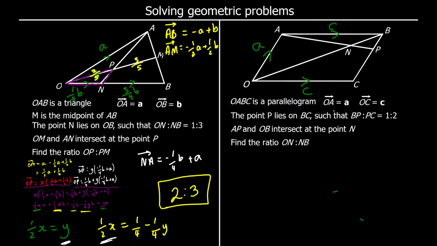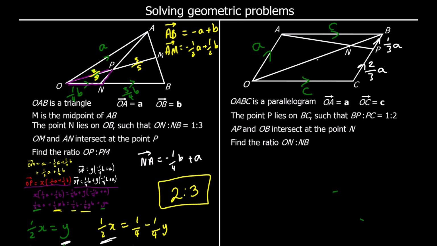The point P lies on B to C, such that B to P is one part, and P to C is two parts. So it's 1/3 and 2/3, 1/3 of a and 2/3 of a. So C to P is 2/3 a, and P to B is 1/3 a. AP and OB intersect at N. Find the ratio O to N to N to B.